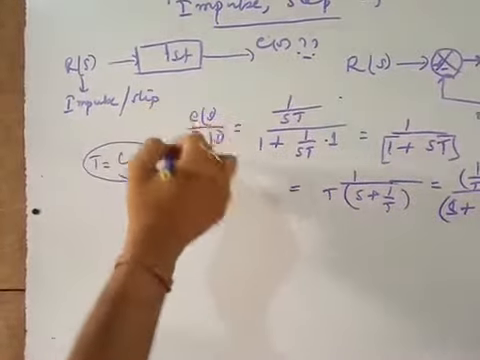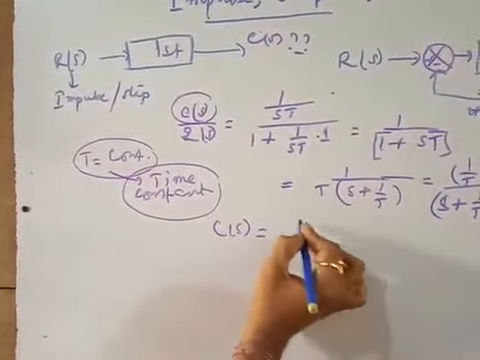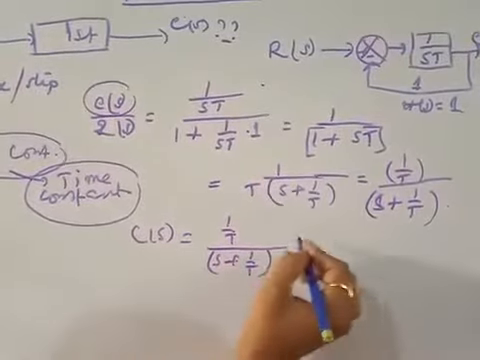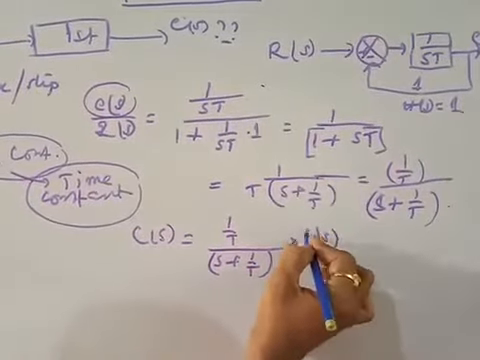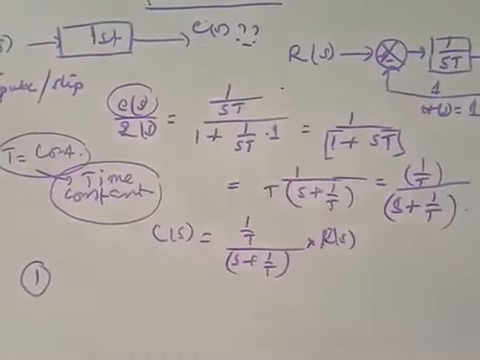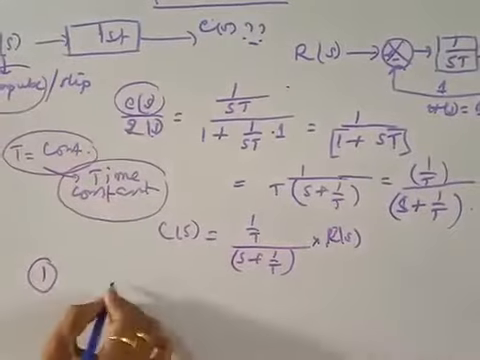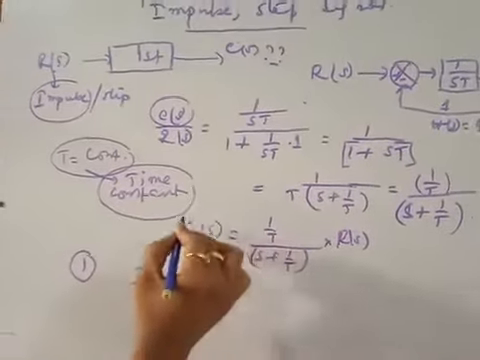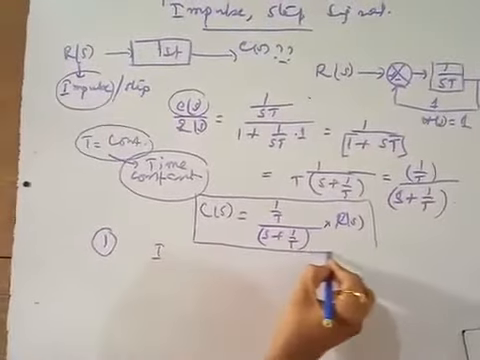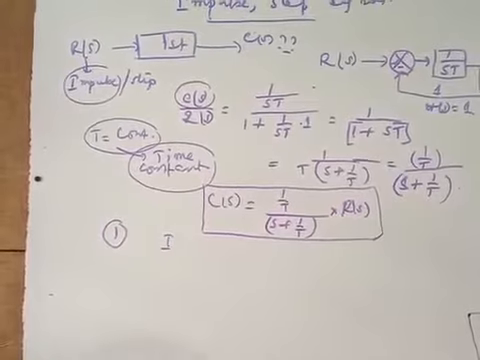So we have to find out the output. That means C(s) you get equal to (1 by T) by (s plus 1 by T) into R(s), right? So first of all, I'm going to discuss the impulse response, right? So first of all, this is the standard form of the output signal. From here you can get the output, that is the response for a particular type of input.